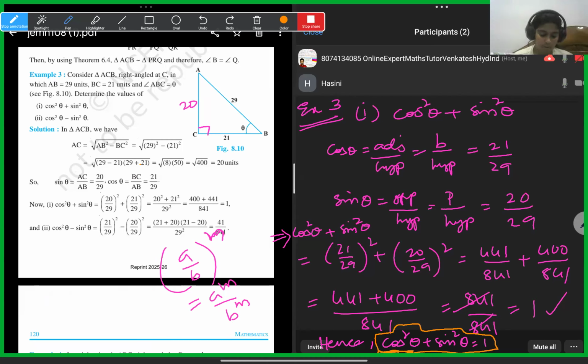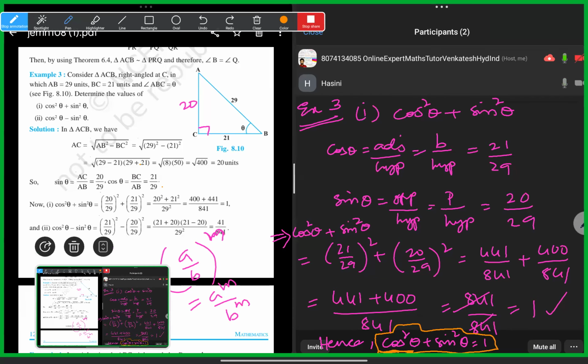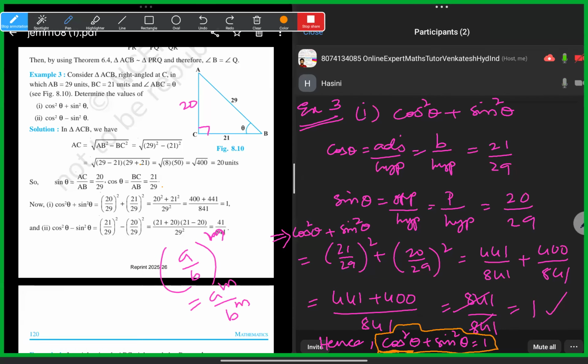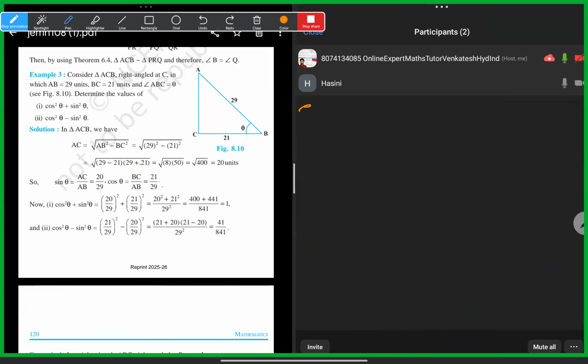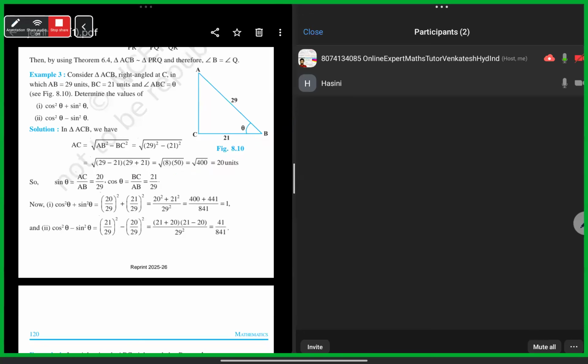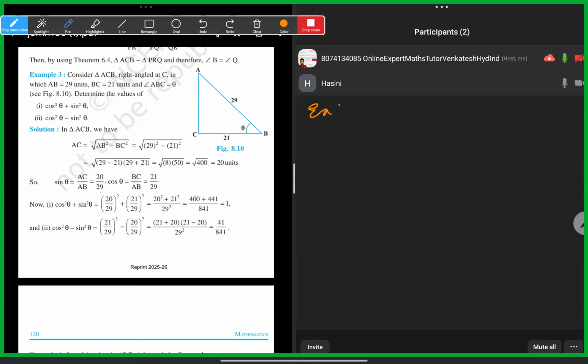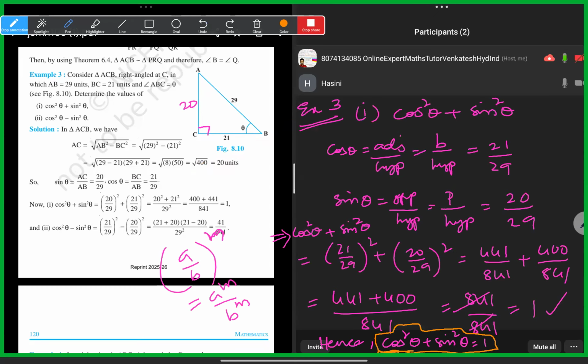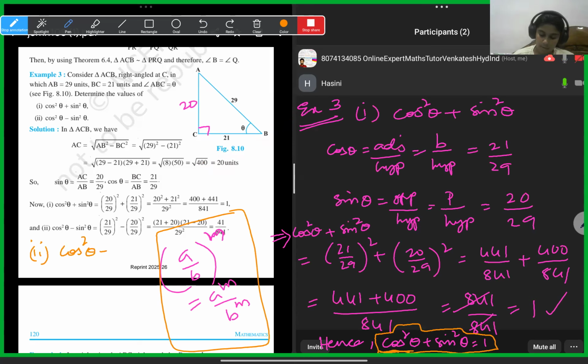Shall I delete this? Yes. So now second one, same way: cos square theta minus sin square theta. So already we got the values of this now, or else I'll finish it here, this side. Okay, there is no space. So cos square theta minus sin square theta, second one. Shall I do it here? Because anyways cos theta, sin theta values I wrote it now, so just we need to substitute.